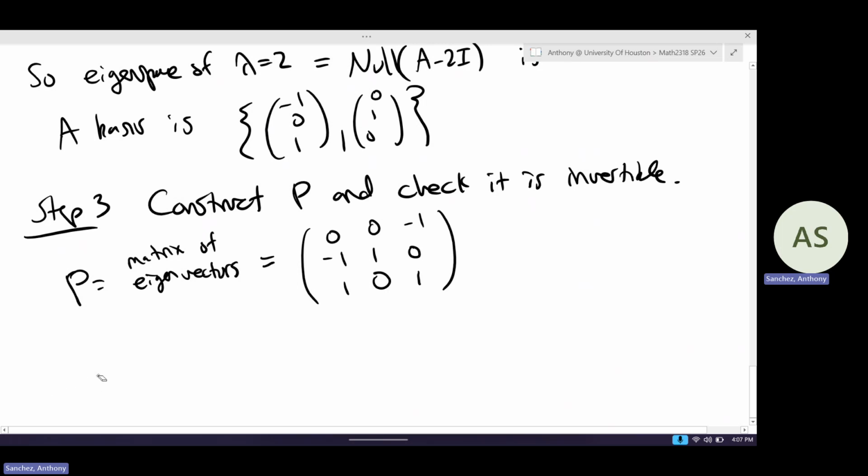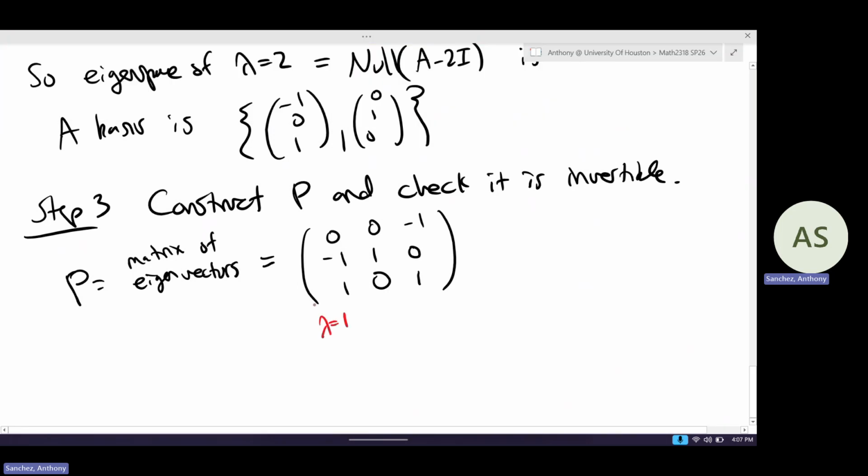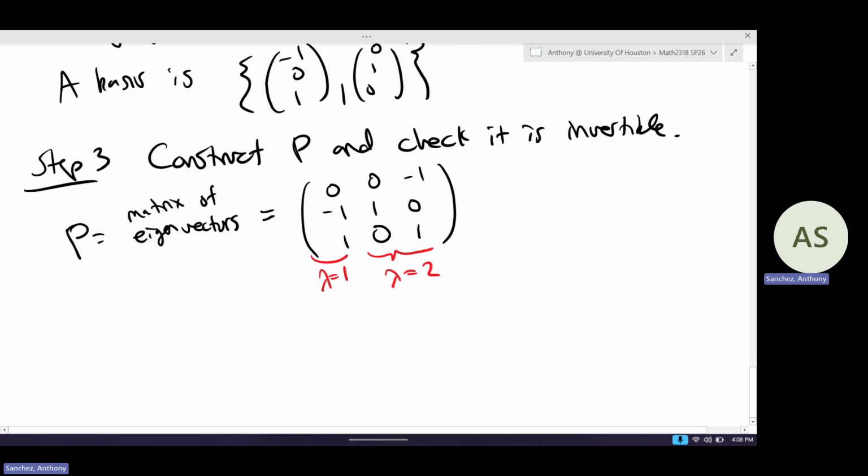So notice, maybe I should say one thing. In the past, in some of our examples, this is for lambda equal to 1, and this right here is for lambda equal to 2. These are the eigenvectors. In the past, I was able to easily write down that P is invertible because the eigenvectors corresponded to different eigenspaces. But I can't make that argument anymore. For example, these two right here are linearly independent, but I can't say that these three are linearly independent automatically. But I can easily check that it's invertible by just computing a determinant.